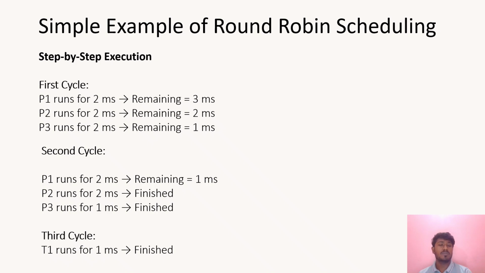In the second cycle, process 1 runs for 2 milliseconds and remaining is 1 millisecond. Process 2 runs for 2 milliseconds and finishes, because process 2 had 4 milliseconds. Process 3 runs for 1 millisecond and finishes. In the third cycle, process 1 runs for 1 millisecond and finishes.